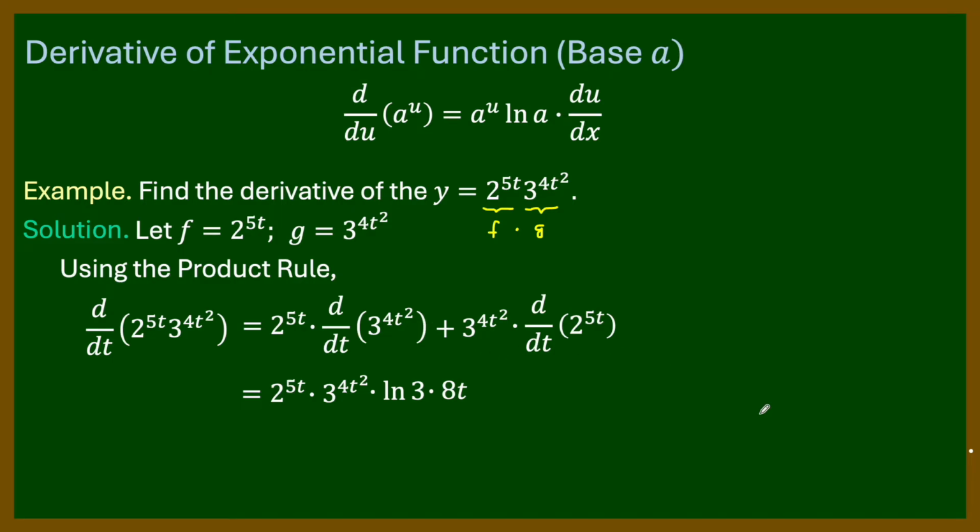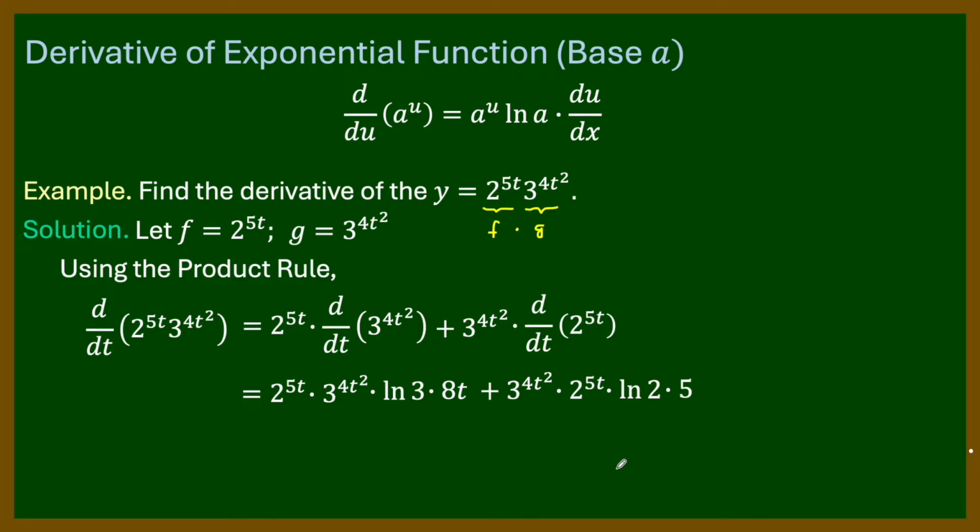Copy 3 raised to 4t squared. Then differentiate 2 to the power of 5t. Copy 2 raised to 5t. A is 2. That's why the next term is ln of 2. And then, differentiate the exponent. This is very simple. The derivative of 5t is 5.